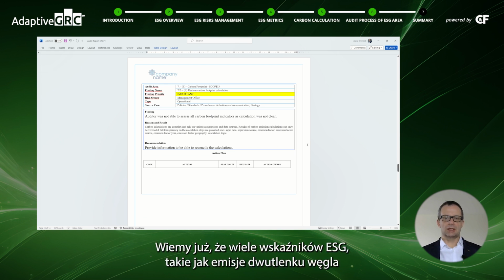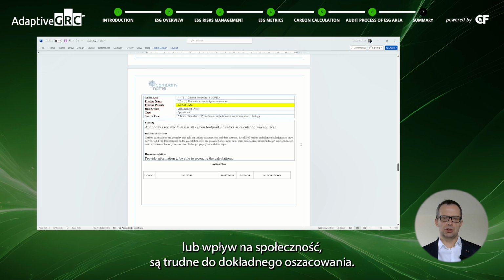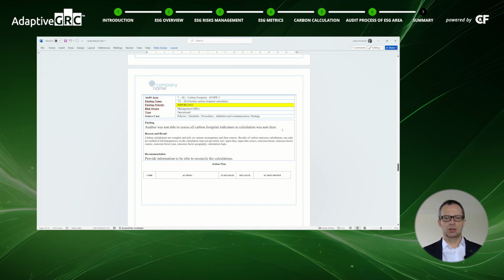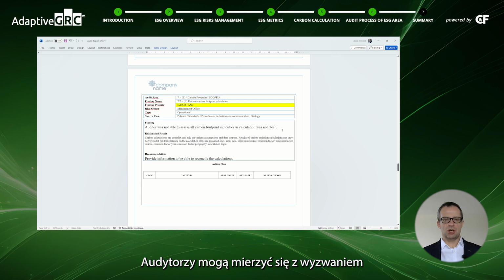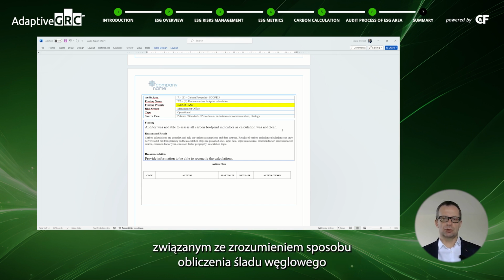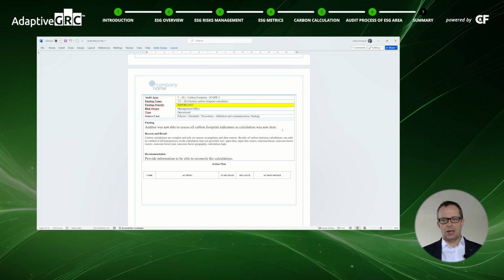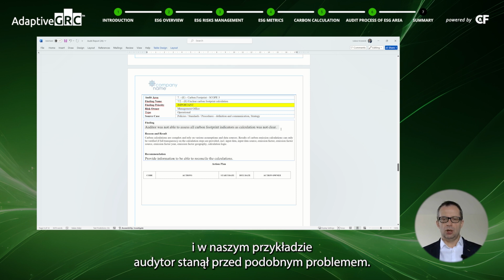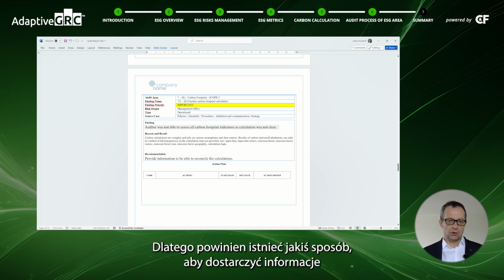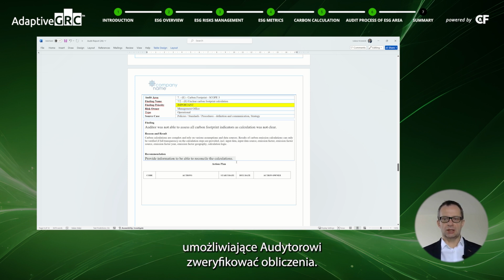We know already that many ESG metrics, such as carbon emissions or community impact, are difficult to quantify accurately. Auditors can be challenged to understand carbon footprint calculations, and in our example, the auditor faced a similar problem. Therefore, there should be a way to provide information on a basis that allows the auditor to reconcile the calculations.